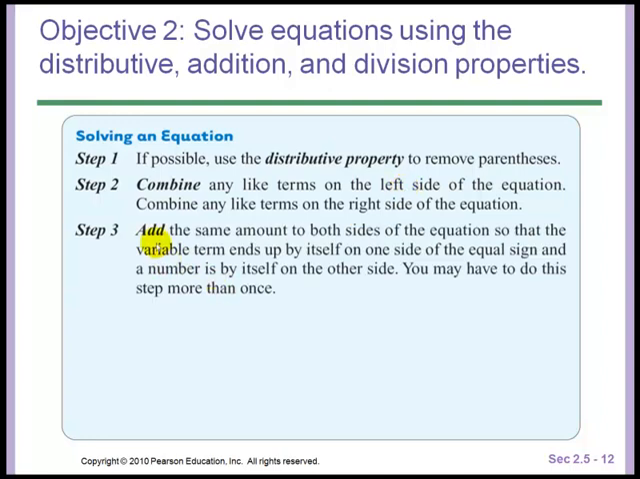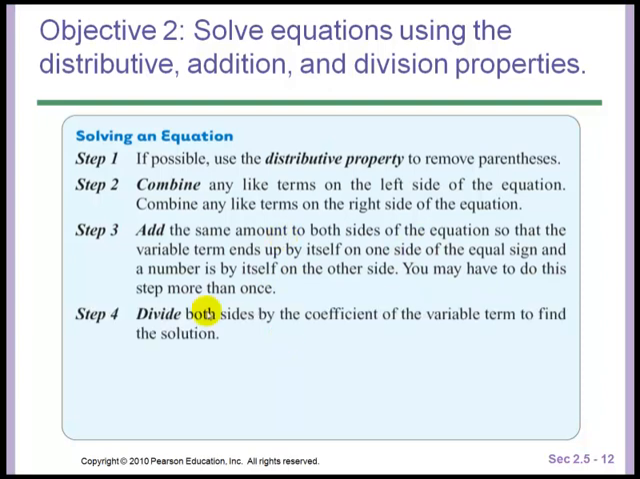Step 3 is to add the same amount to both sides of the equation so that the variable term ends up by itself on one side of the equal sign, and the number term, or the constant, is by itself on the other side. You may have to do this step more than once. So you might have to first move the variable part and then move the constant part. Step 4, divide both sides by the coefficient of the variable term to find the solution.